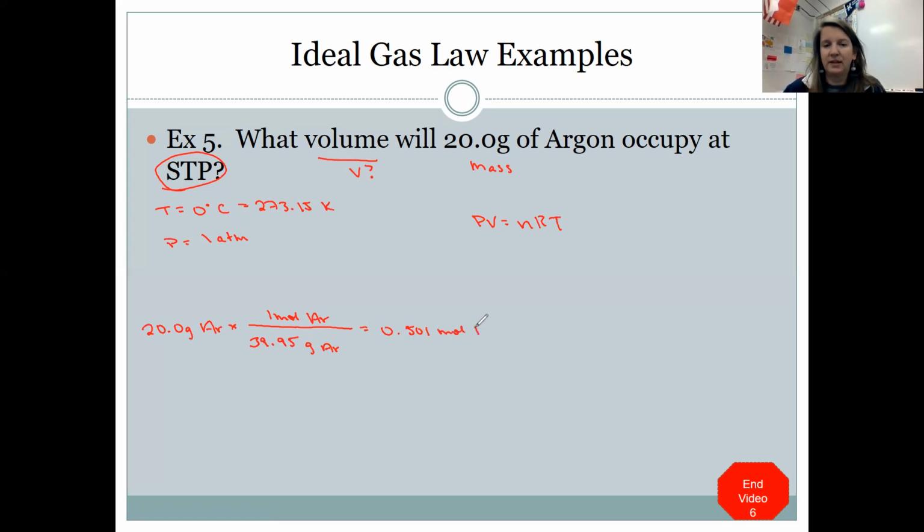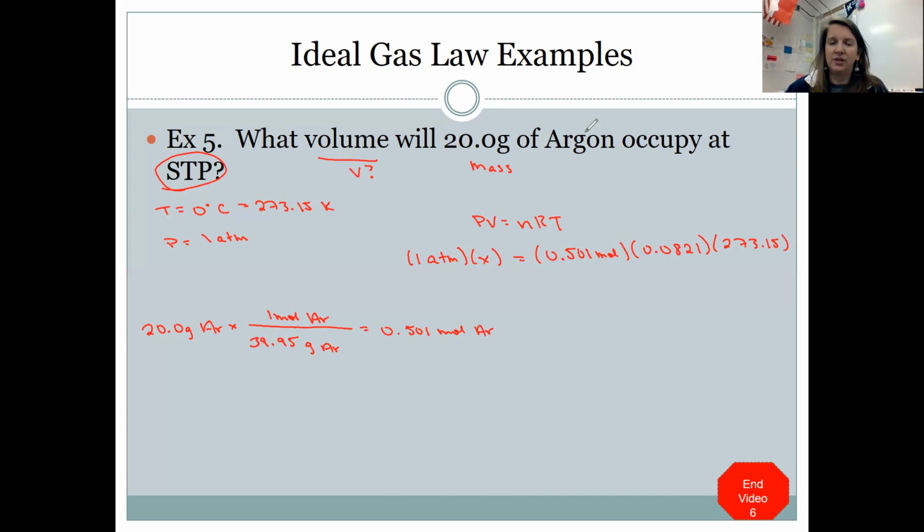Moles of argon. Okay, so let's plug everything into our PV equals nRT equation. Our pressure is 1 atmosphere. We're not going to use these constants for sig figs. Our volume is our unknown, so that's X. Our moles we just calculated, 0.501. Our R is going to be our gas law constant, 0.0821. And our temperature is 273.15.